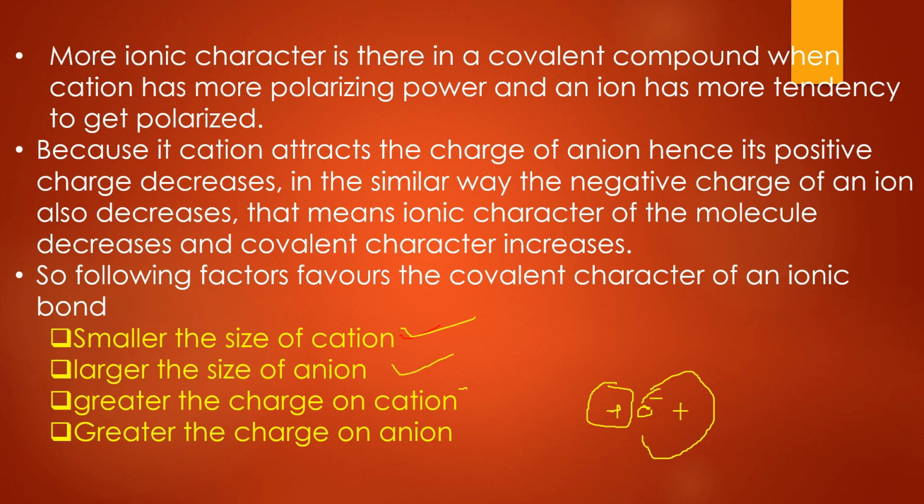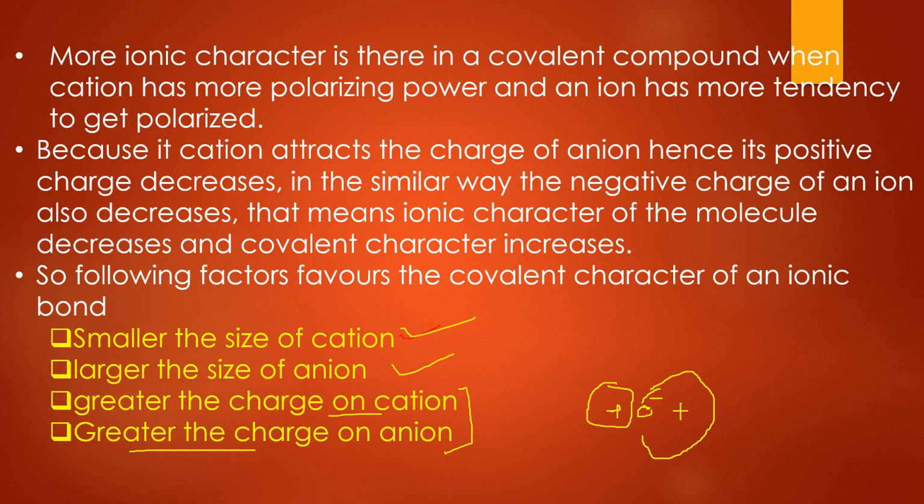Now third and fourth point are again related with the first and second point only. Now we see that greater the charge on cation, you know that more the charge on cation, less will be its size, and more the charge on anion, more will be its size. So again, these 2 points favor the covalent character.